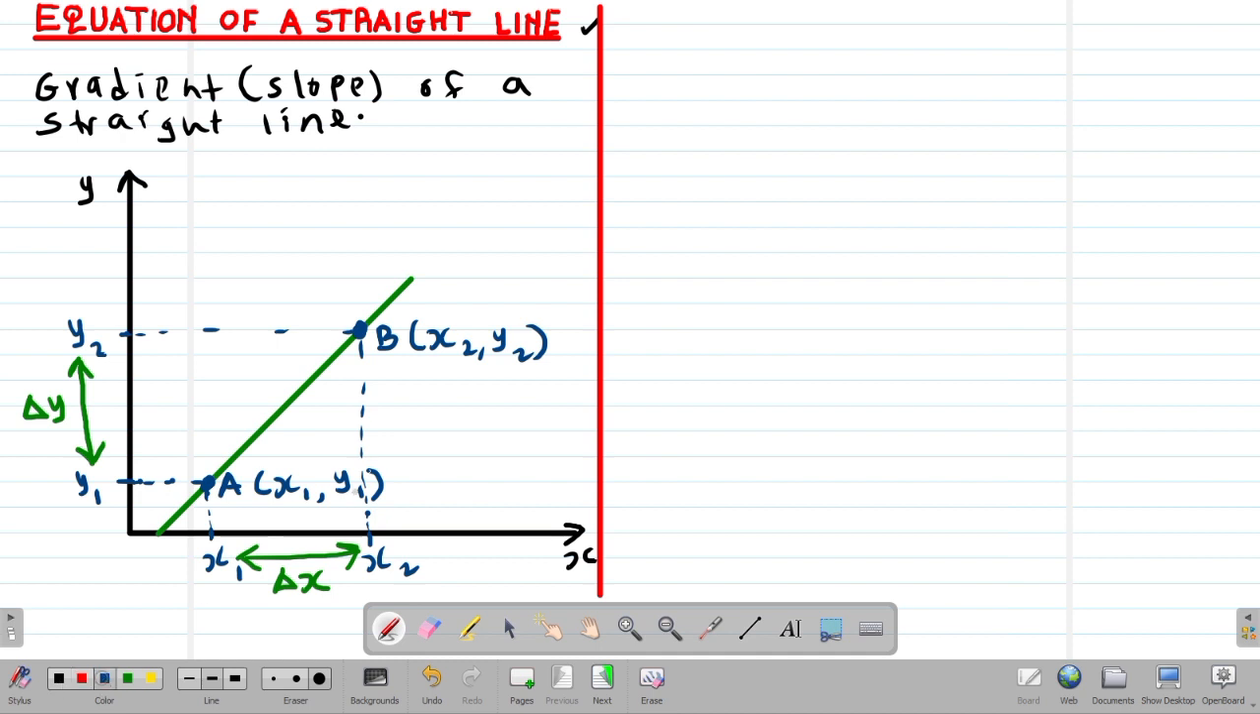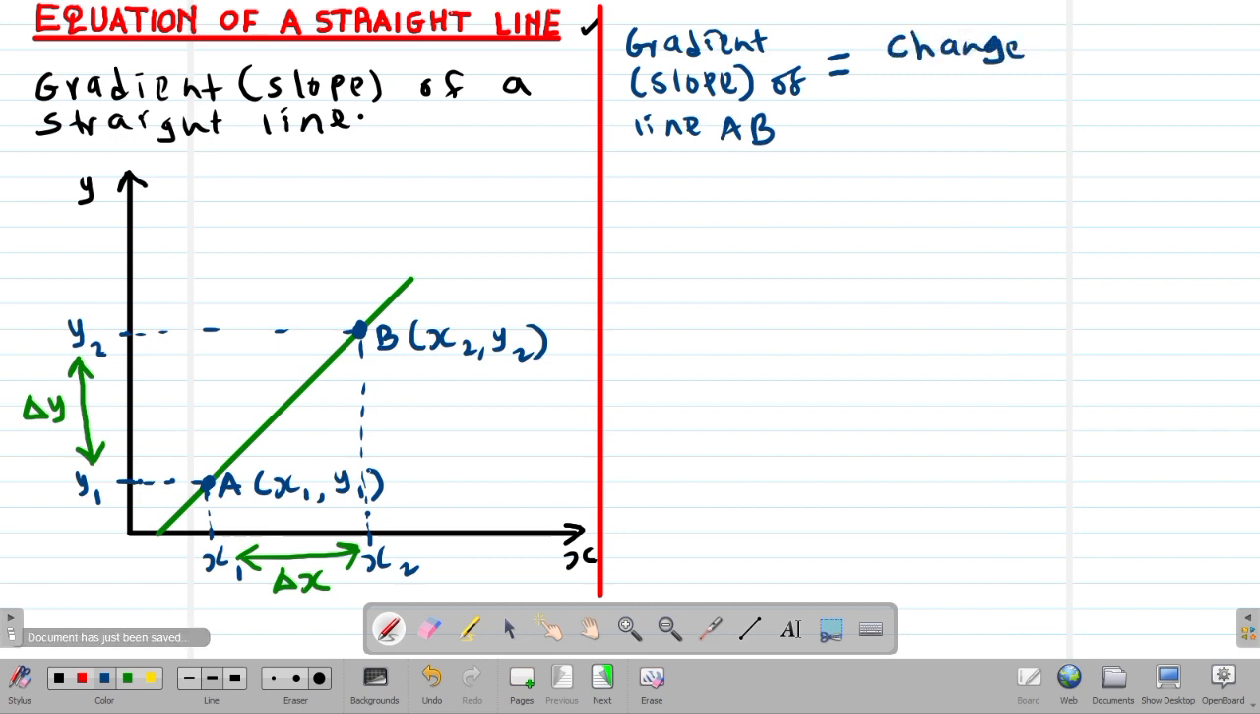So we say that the gradient, or the slope, of line AB will be given by the following. The slope or the gradient is given by the formula: the change of values along the y-axis, or the change in y, divided by the change of values along the x-axis, the change in x.